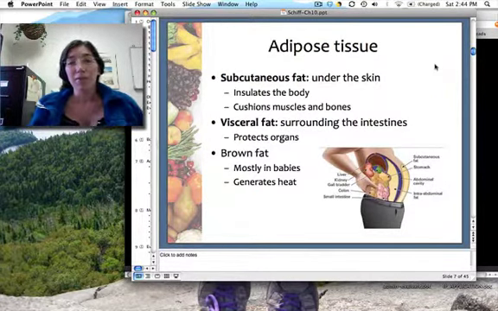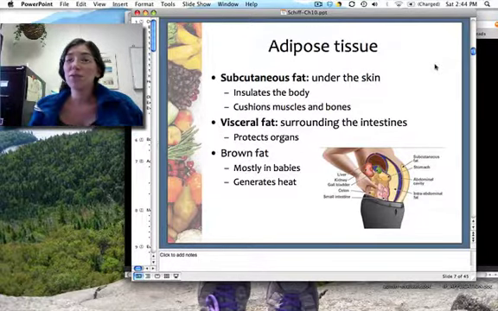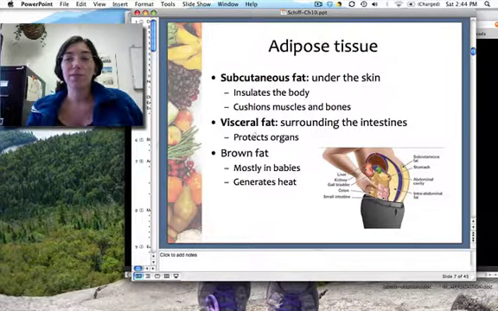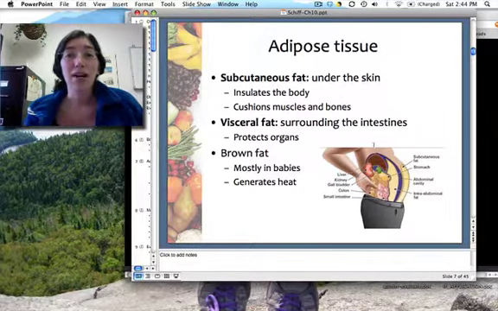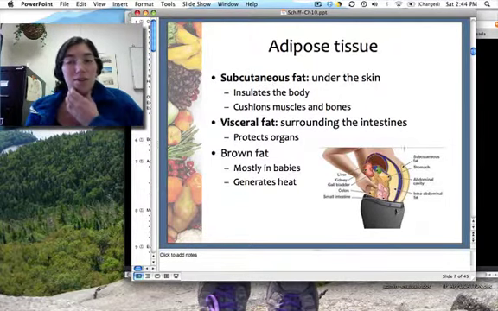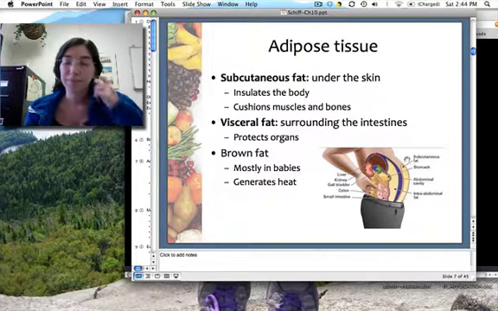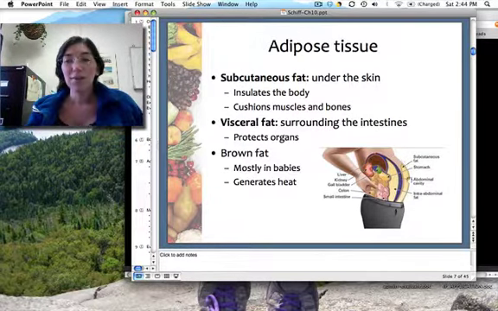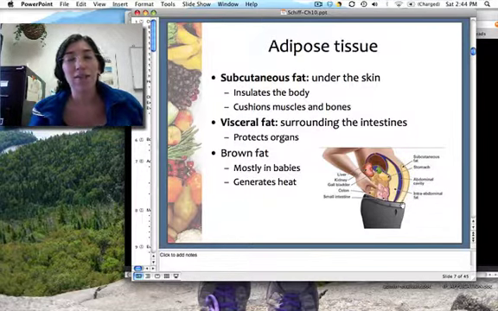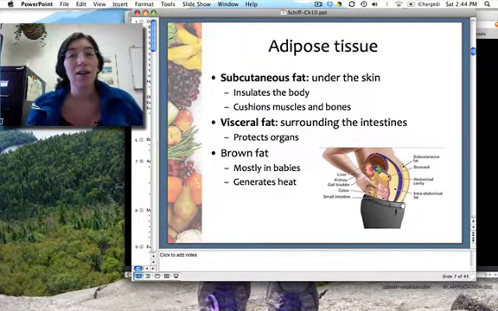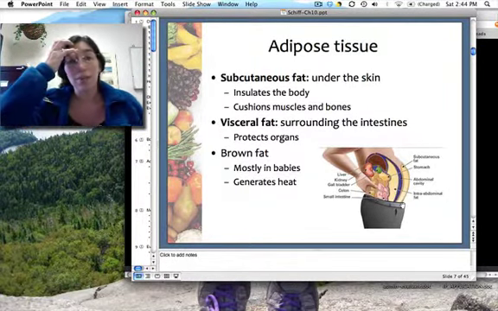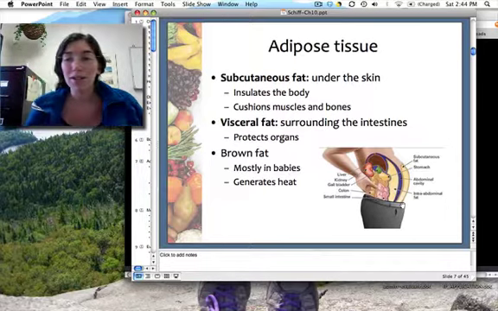Anyway, so the adipose tissue can be divided into really two different types of fat tissue. You have your subcutaneous fat and your visceral fat. So subcutaneous fat is right under the skin. That's what subcutaneous means, under the skin. So here it is in this little cartoon that I stole from a previous lecture, so it should be familiar to you from the chapter on fats. Subcutaneous fat is located under the skin. Its main function is insulation. It helps to insulate the body. It also helps to cushion your bones and your muscles from bruising if you were to get bumped.